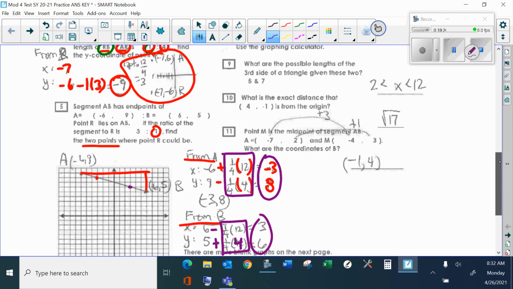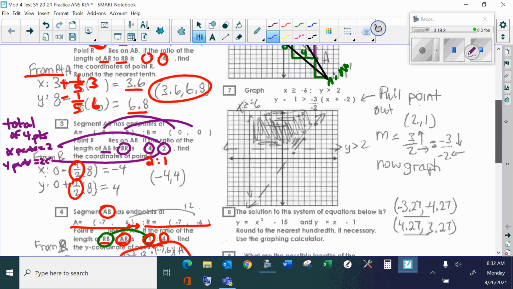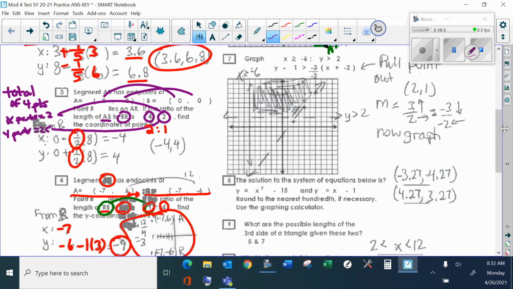All right, so now we need to graph the inequalities here. X greater than or equal to -6, that's a solid line, vertical. X equals numbers is always vertical. Greater than is to the right, so I'm shading on that side. Y is greater than 2, it's a horizontal line at 2 and it's dashed. I'm shading above it because it says greater than, so now I'm up in this region right here.